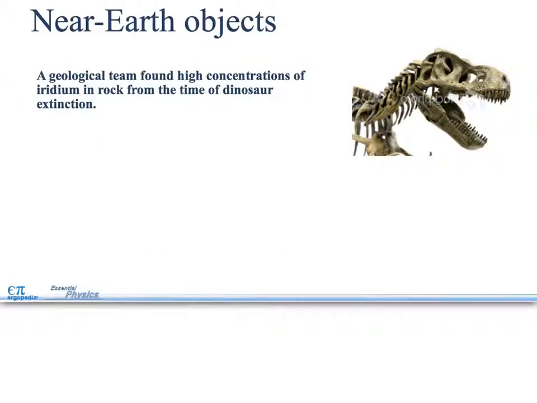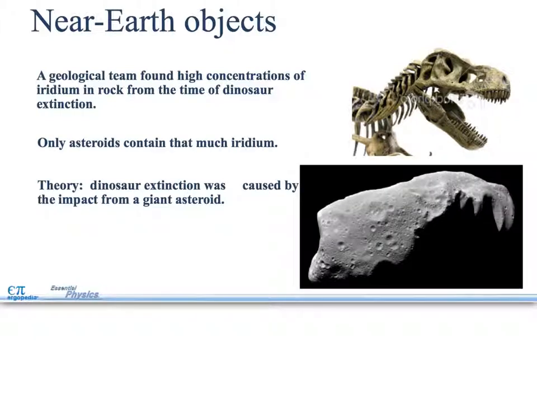All right, near-Earth objects. A geological team found high concentrations of iridium in a rock from the time of the dinosaurs' extinction. So, only asteroids contain that much iridium. Theory: dinosaur extinction was caused by the impact from a giant asteroid. This is where we came up with our theory that an asteroid hit 65 million years ago down in the Yucatan Peninsula.